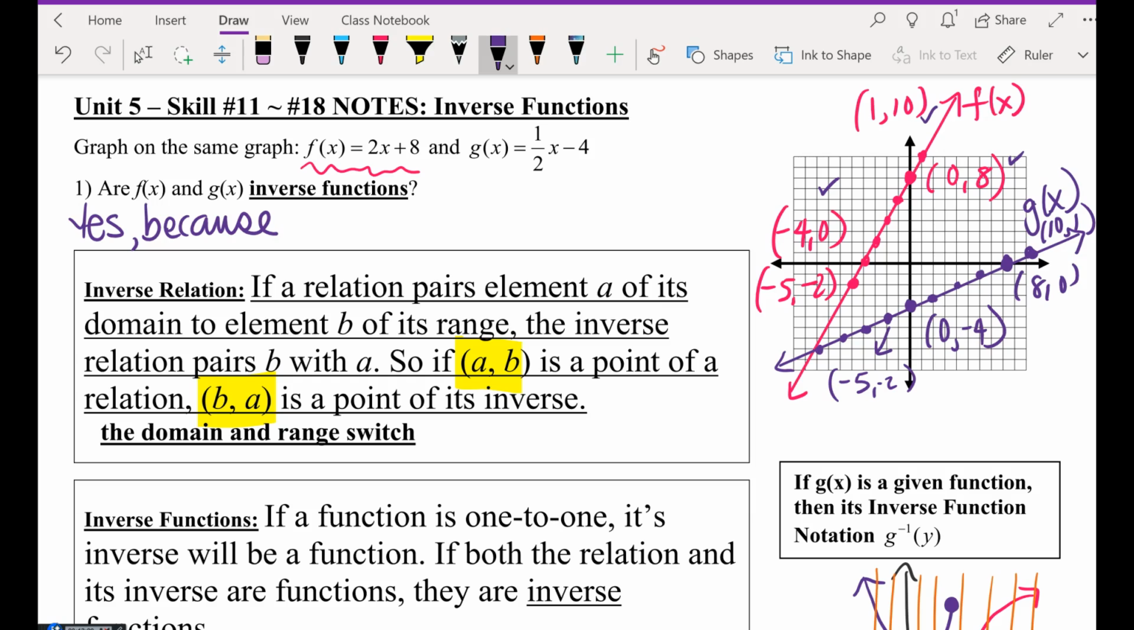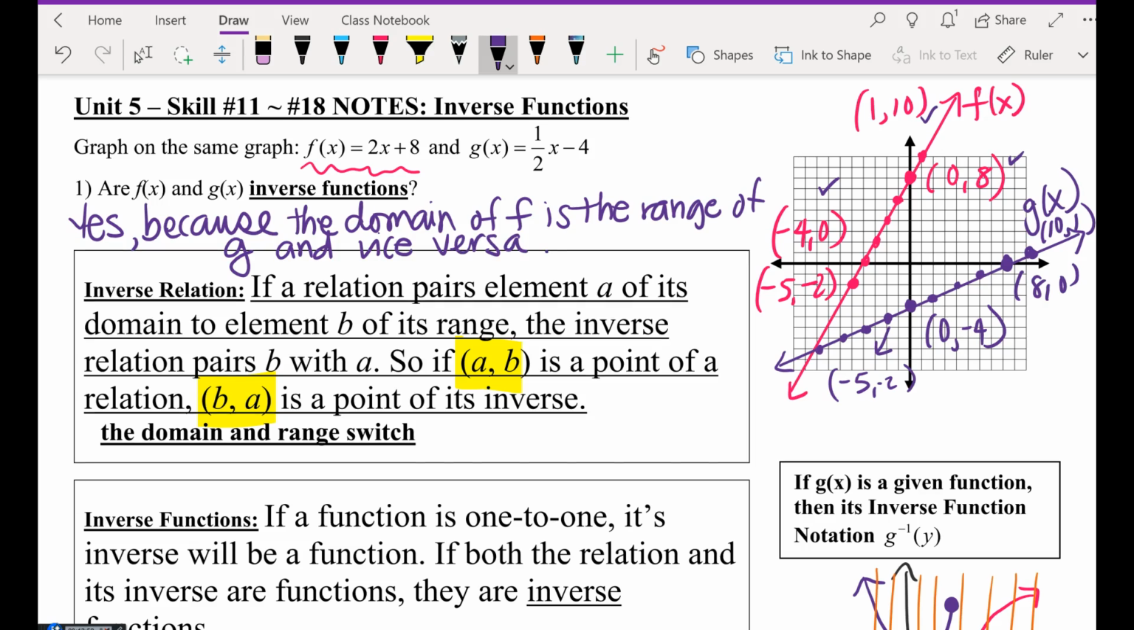how do we justify that G is the inverse of F and vice versa? What do we have to write? Yes, because the domain of F is the range of what? Of G, and vice versa. Would you guys agree? Okay, so the domain and range switch of one another. Okay.